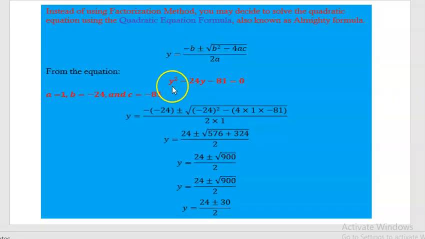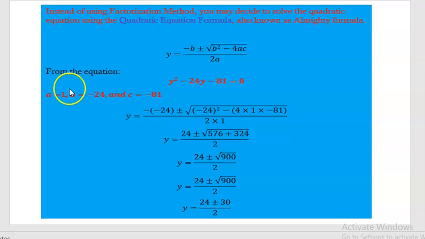So from the equation, which is y squared minus 24y minus 81 equals 0, a is the coefficient of y squared, and in this place is 1. b is the coefficient of y, and in this equation is minus 24, not 24, minus 24. And the constant term, the term without any variable, no x, no y, is your constant term, and that will be minus 81.